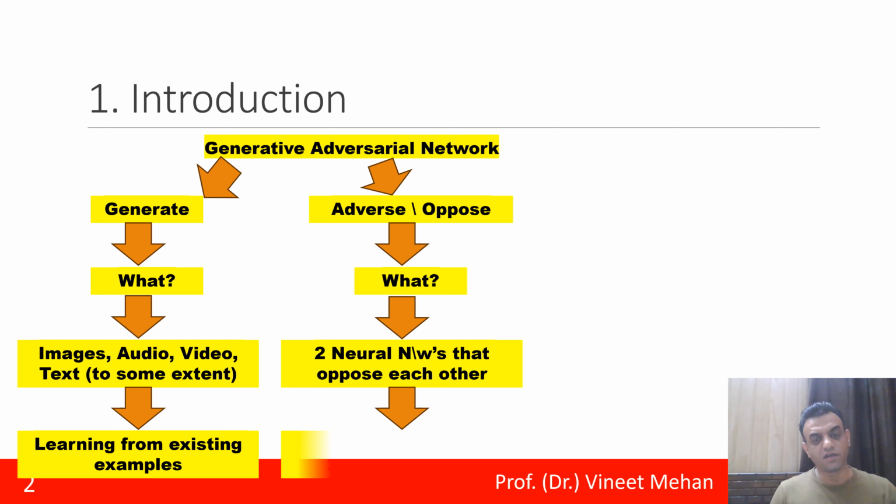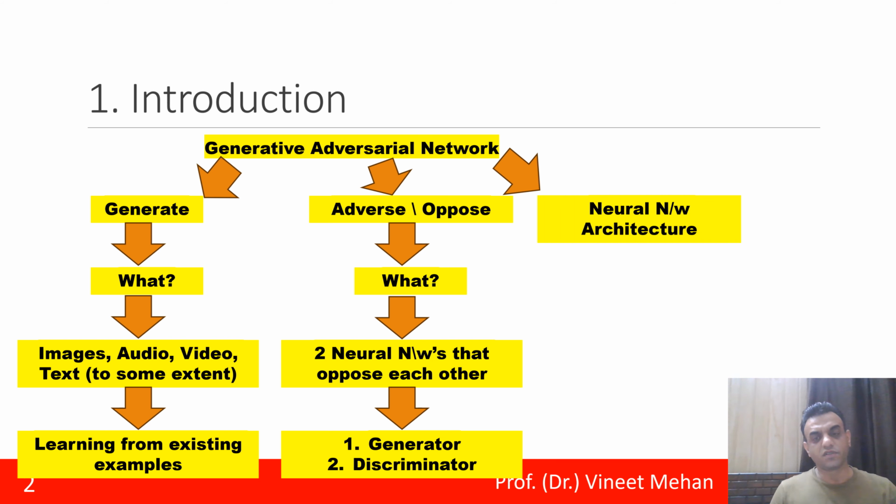And what are these networks? These networks are, first the generator and the second the discriminator. So these two networks oppose each other. So that is why we say it is adversarial. Then network, because this is a neural network architecture, that is why we call it a network. So generative because it is generating, adversarial because two networks are opposing each other, and we have a neural network architecture, so that is why generative adversarial network.